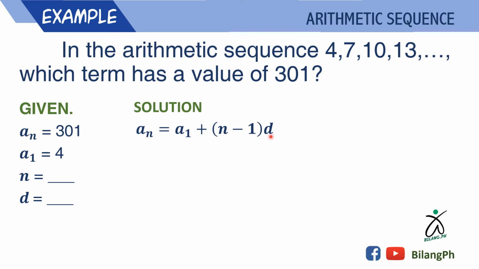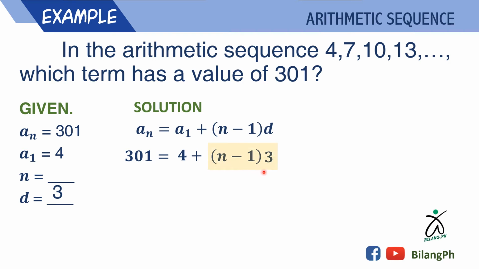So dito, yung common difference, pwede kong makuha gamit dito sa sequence na to. Pipili lang ako ng dalawang magkasunod. Kung ako, ang pipiliin ko na lang yung pinakamababa. So 7 and 4. 7 minus 4 is 3. Yun ang common difference ng sequence. Ayan, isa na lang ang kulang. Pwede na tayong mag-substitute. Ang a sub n natin ay 301. Ang first term ay 4. And ang nawawala, ang common difference ay 3.